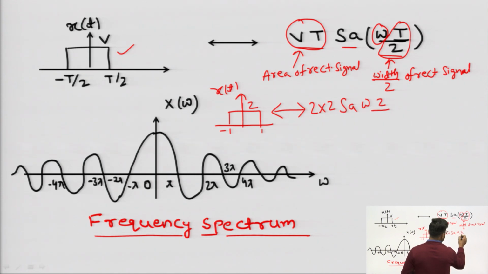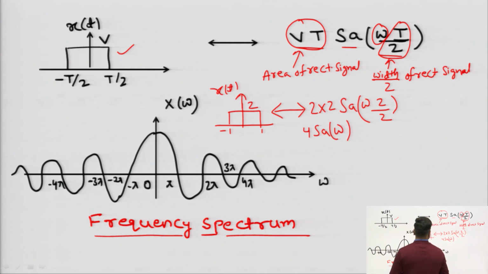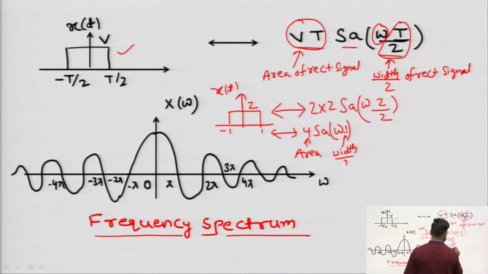divided by 2, or this will be 4 sampling omega. So, this will be the Fourier transform of this signal, where it represents again the area of the rectangular signal and omega into 1, that represents width by 2. This is how we can evaluate the Fourier transform of a rectangular signal or gate signal.